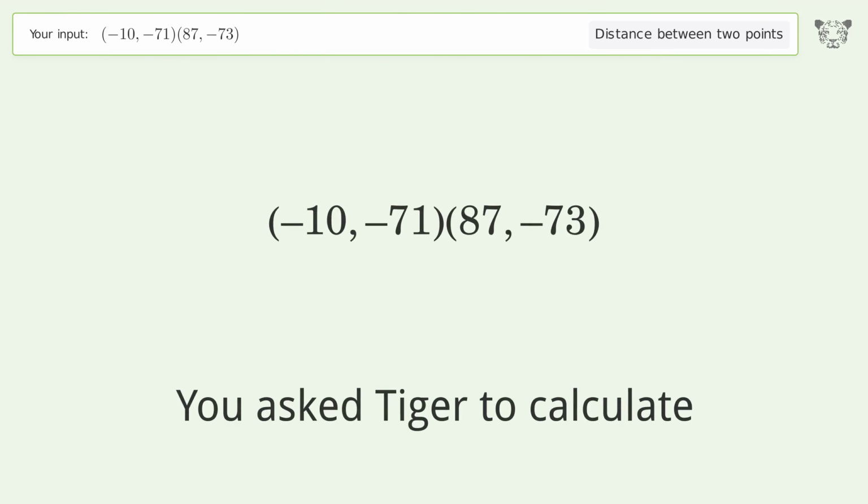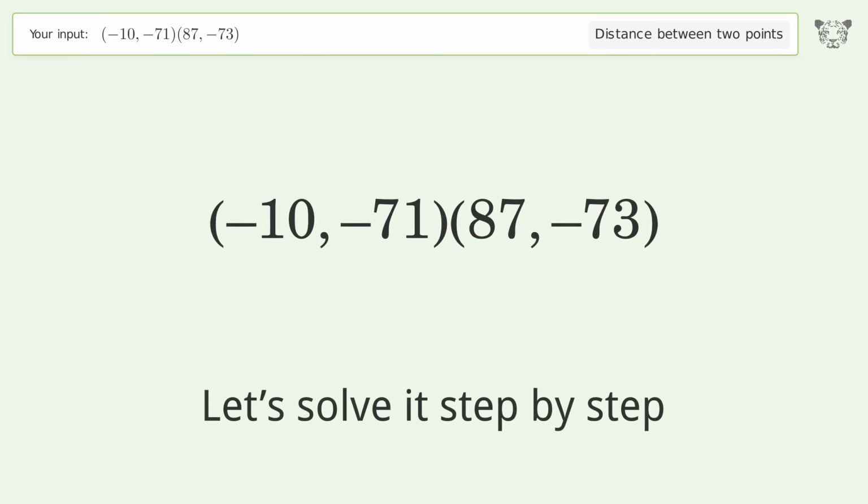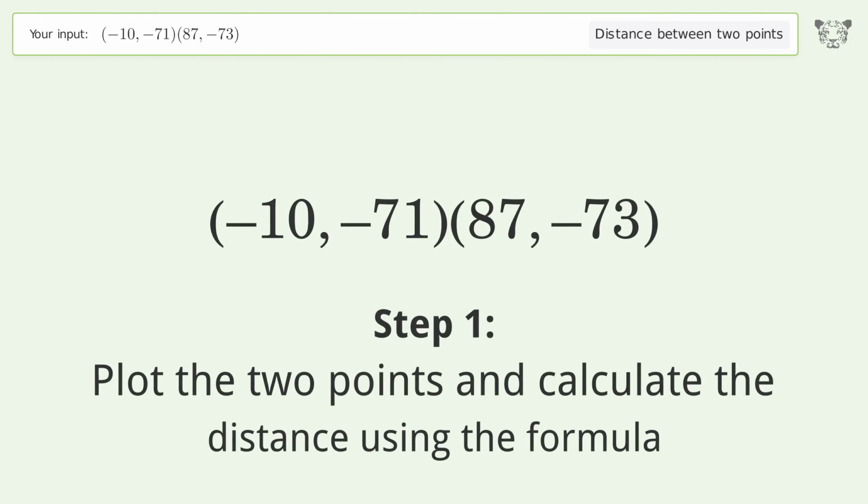You ask Tiger to calculate. This deals with the distance between 2 points. The distance between the 2 points is the square root of 9,413, or 97.021. Let's solve it step by step. Plot the 2 points and calculate the distance using the formula.